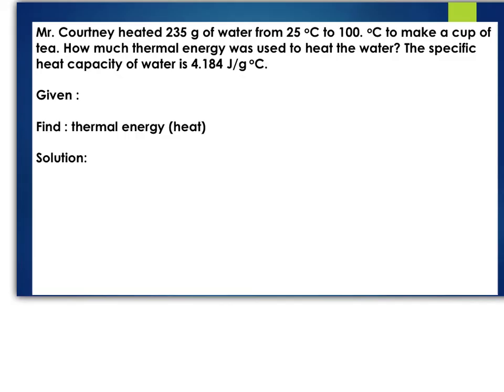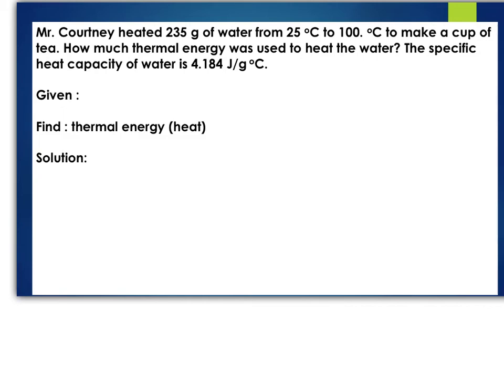So in our second example, it says Mr. Courtney heated 235 grams of water from 25 degrees Celsius to 100 degrees Celsius to make a cup of tea. How much thermal energy was used to heat the water? And we're given the specific heat of water.